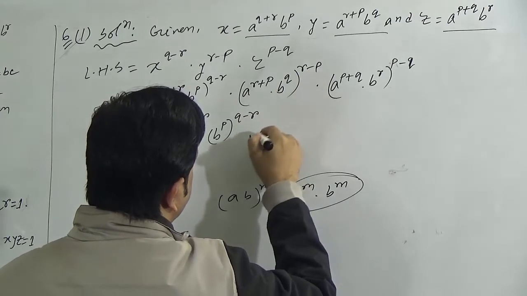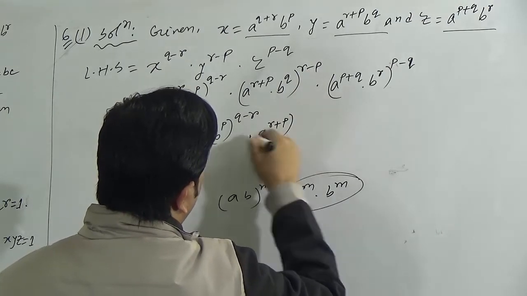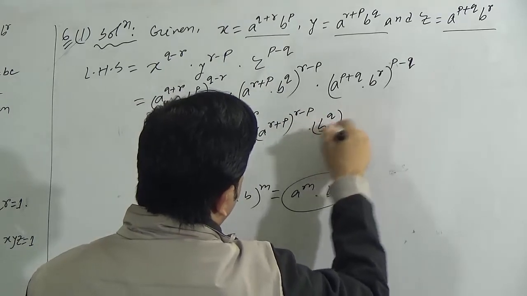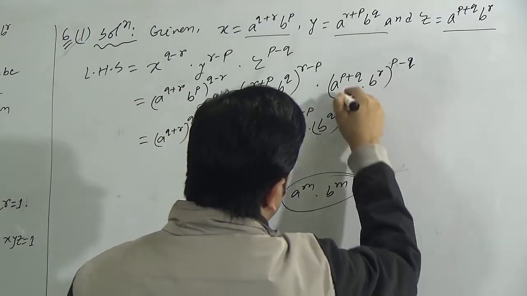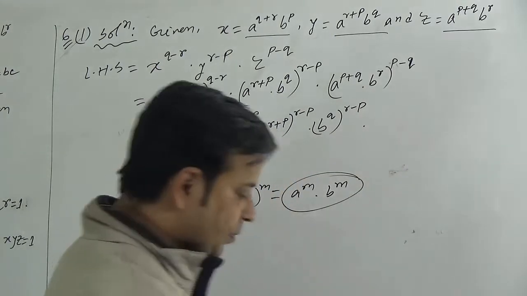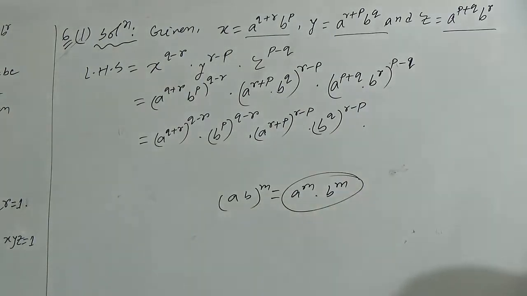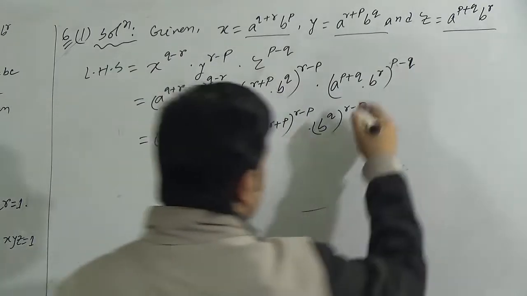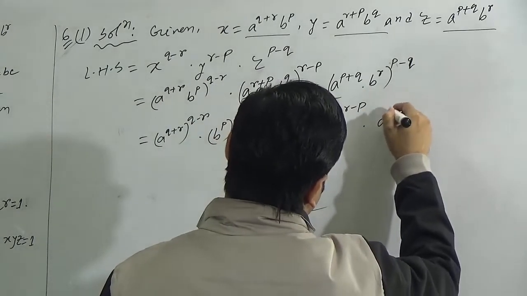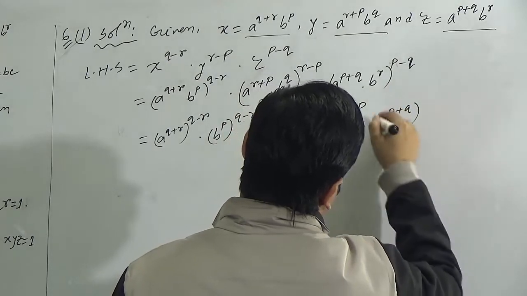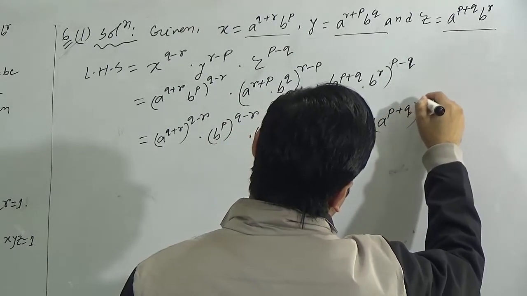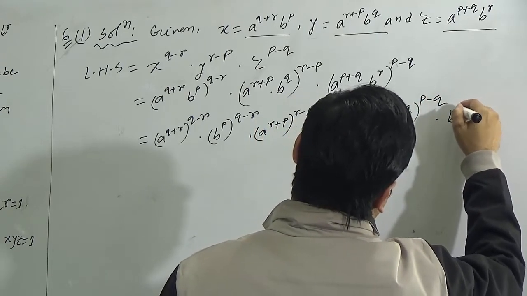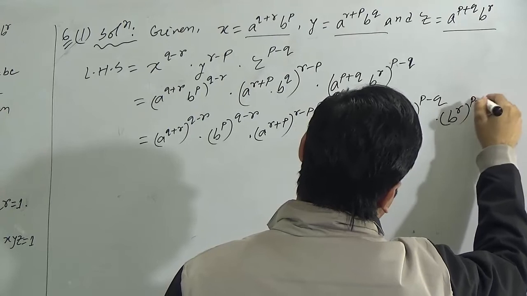So we can write here (a^(r+p))^(r-p), b^q whole to the power r-p, into, now the last portion here. The last portion is (a^(p+q))^(p-q), and into (b^r)^(p-q).